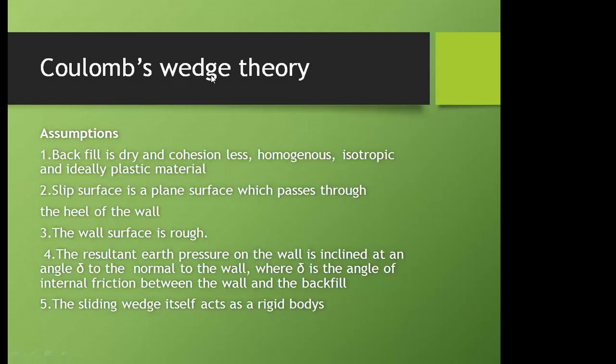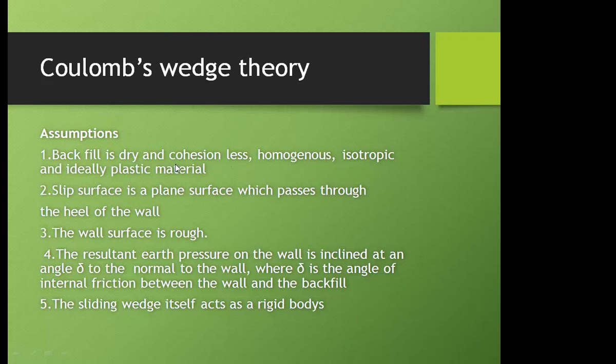Okay. So Coulomb's wedge theory. A wedge is considered for analysis. Unlike Rankine's theory, where Rankine assumed only one soil particle or one soil element, Coulomb considered a wedge, a piece of soil mass. A bulk soil mass is considered for analysis.